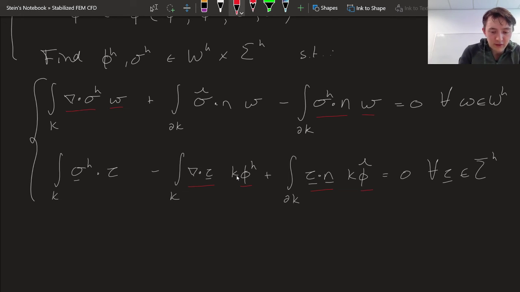And this term by itself is actually also symmetric, in the sense that if I flip my test and trial functions, you'll see that this term is going to be the same, right? So pretty much everything here is symmetric.